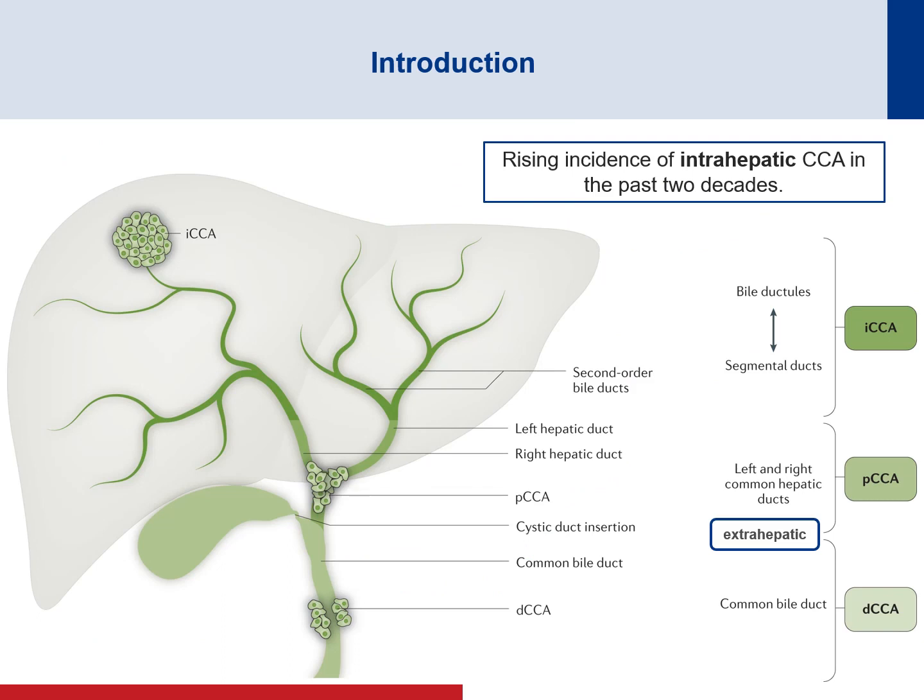have to take a closer look at the different subtypes of CCA, because depending on where the cancer arises, we can differentiate between the intrahepatic CCA, which grows within the liver, or PCCA. The P stands for perihilar, which means that the left and right hepatic ducts and common hepatic duct are involved. And then we have the distal CCA, where the cancer affects the common bile duct. Together, the PCCA and DCCA are sometimes known under the term extrahepatic CCA.